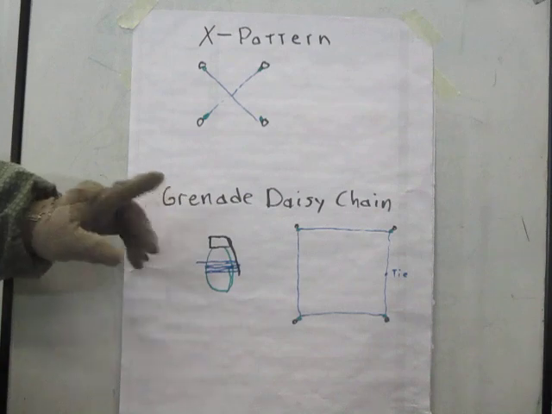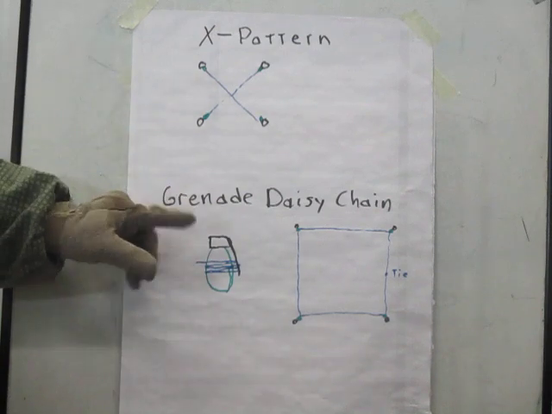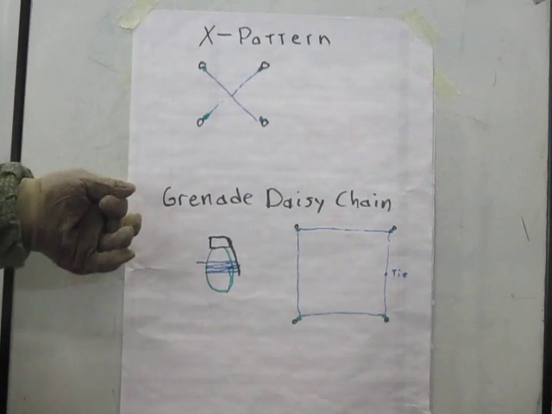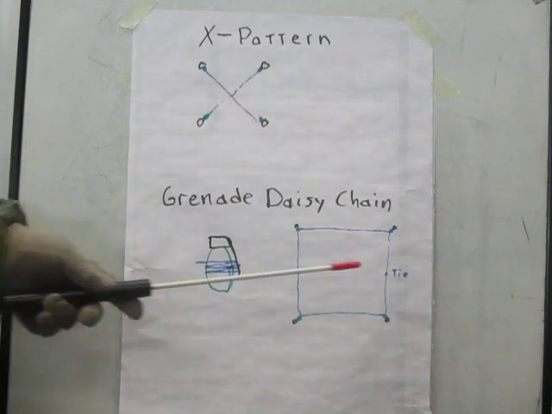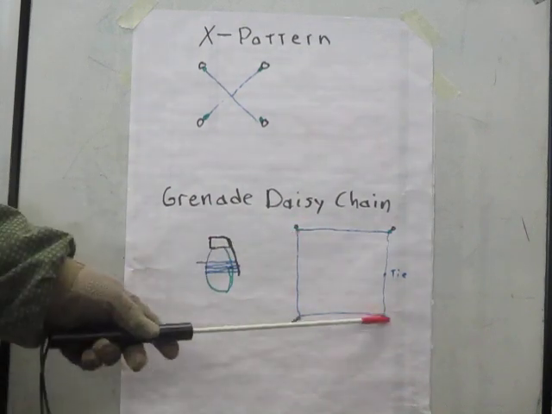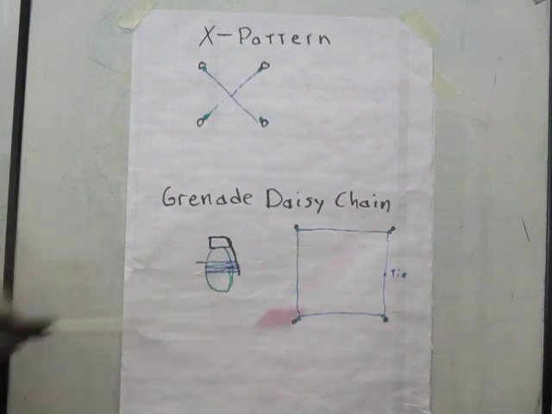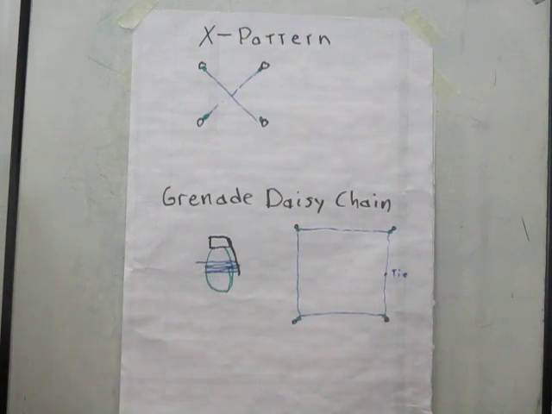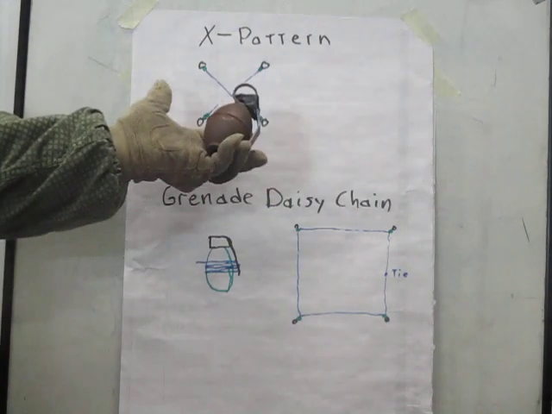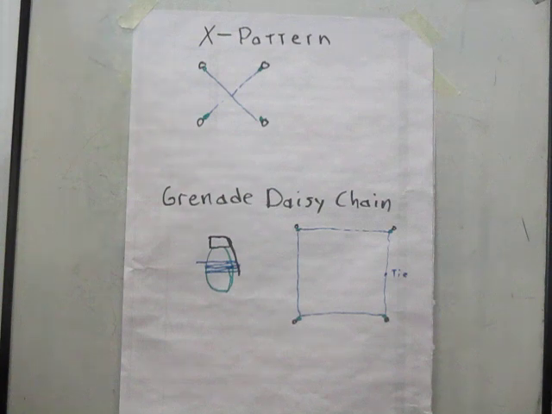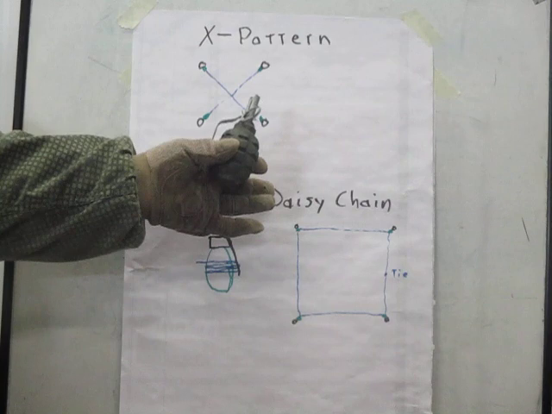Now the next one, this one was a bit harder to figure out. Grenade daisy chain. So we had the same concept for poles. On each pole, there is tied a hand grenade. Now this could be an American Mark II. It could be an American M25. Or it could be a Russian F1.